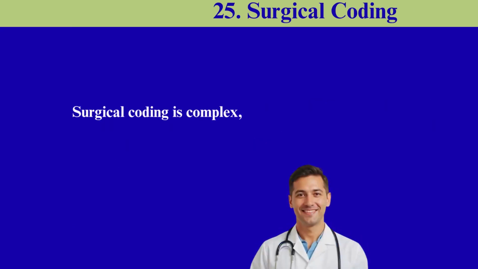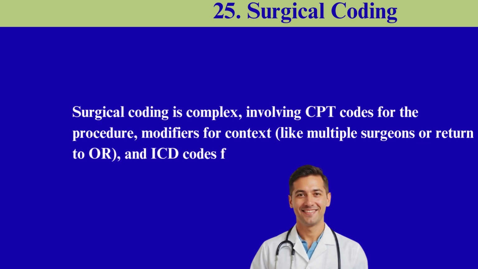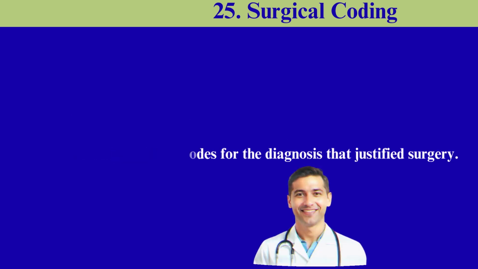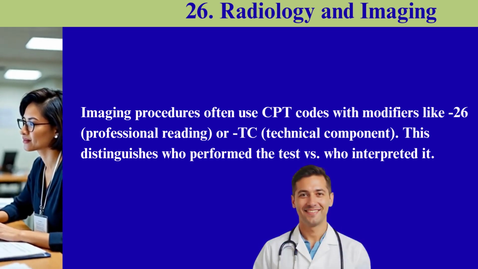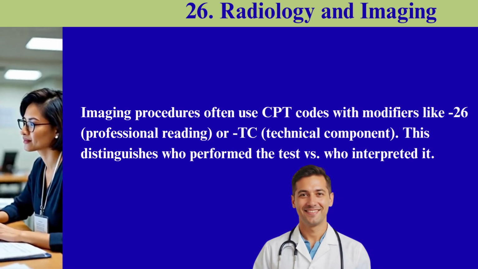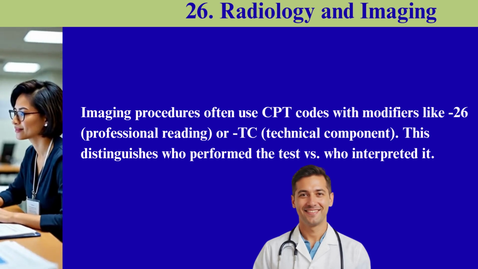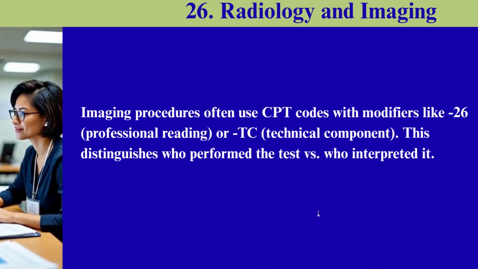Surgical coding is complex, involving CPT codes for the procedure, modifiers for context, like multiple surgeons or return to OR, and ICD codes for the diagnosis that justified surgery. Imaging procedures often use CPT codes with modifiers like -26, professional reading, or TC, technical component. This distinguishes who performed the test versus who interpreted it.